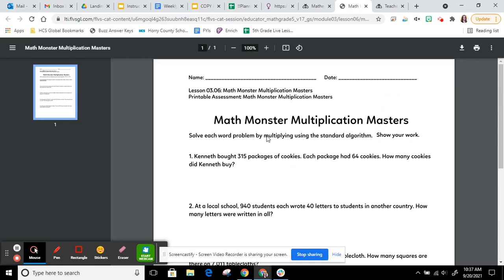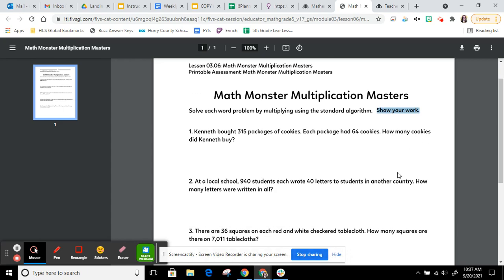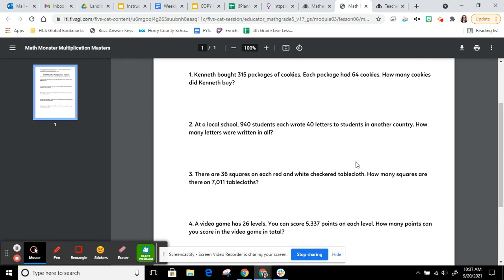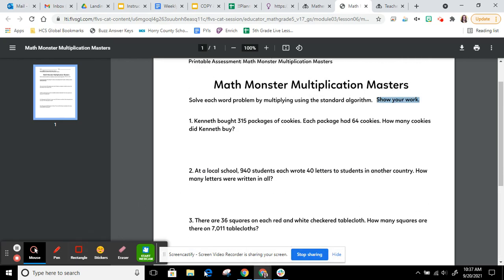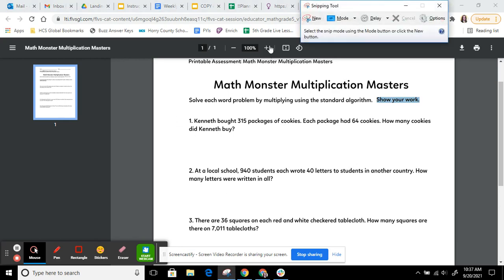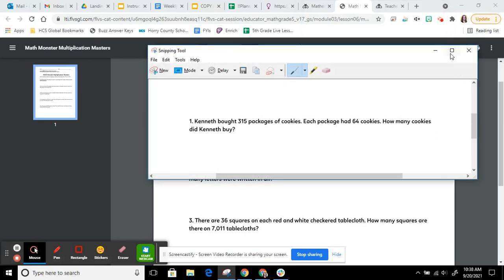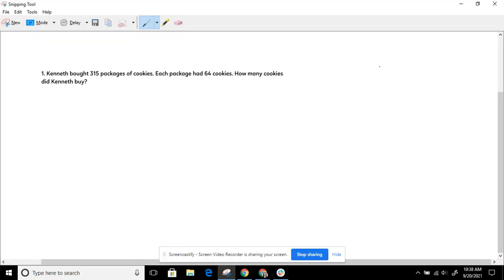You're going to be solving the math in these word problems, and the most important thing here is that you must show your work to get full credit. So I'm going to do a couple of these problems as a model, and then you'll have about 3 to do independently. So I'm going to start by doing number 1, and I'm going to go ahead and screenshot number 1, and we'll do this one as a model.